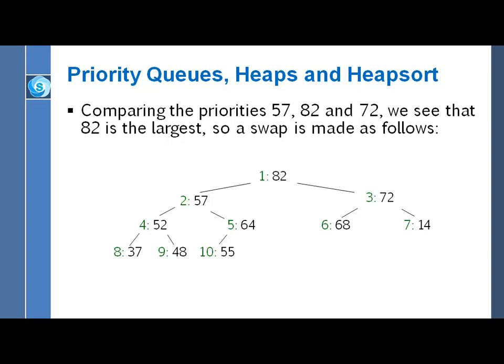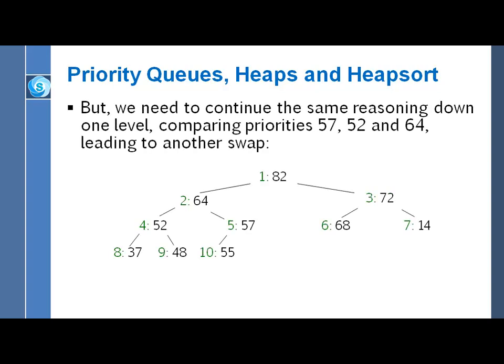But we're not quite done, of course, because as we compare the node with priority 57 to its child nodes, we see again there's a problem here because the priority rule is violated. Okay, node at position 2 has two child nodes at positions 4 and 5, and the node at position 5 has a higher priority than the node at position 2. So, as you guessed, we have to swap those two.